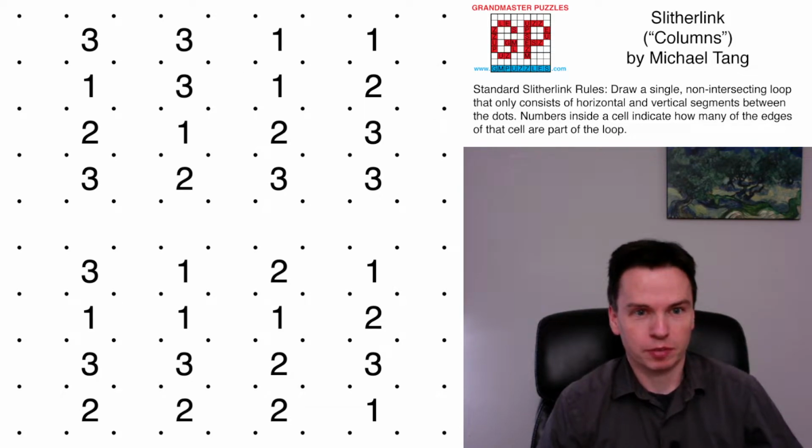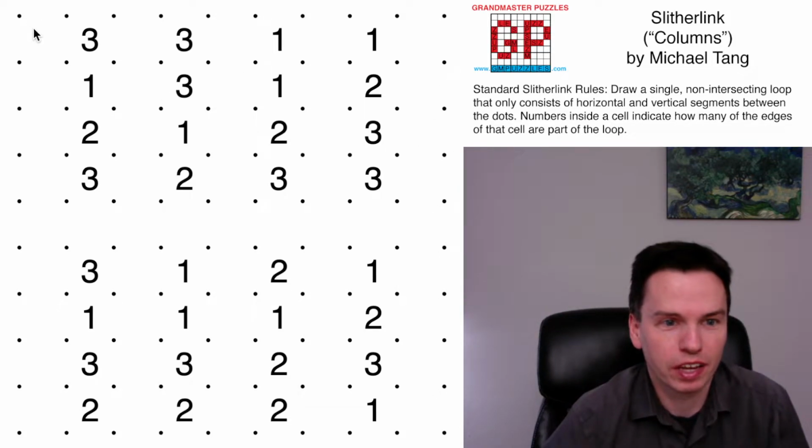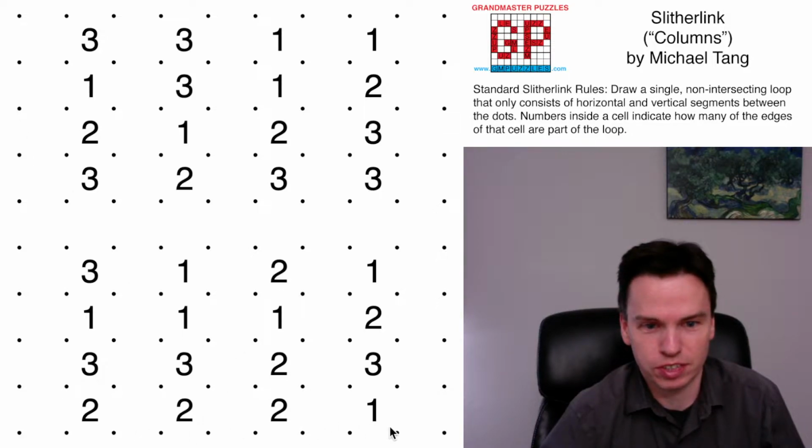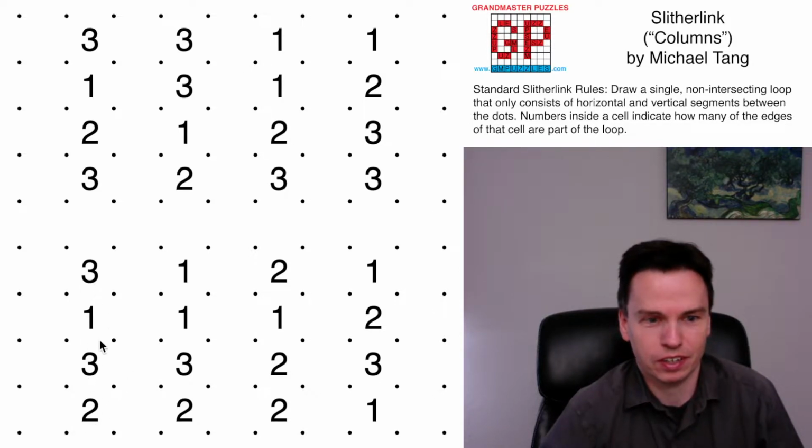We're here to solve a Slitherlink by Michael Tang called Columns, and you might not expect a 9x9 puzzle to be a Friday level difficulty, but there are a few reasons this Slitherlink is that hard. First, there are no zeros in general as clues, and all the clues are only orthogonally adjacent, not diagonally adjacent. Zeros are the most useful clue in that context.